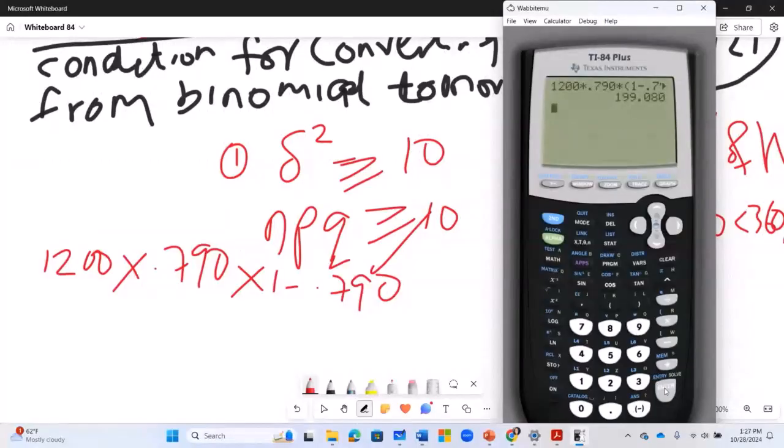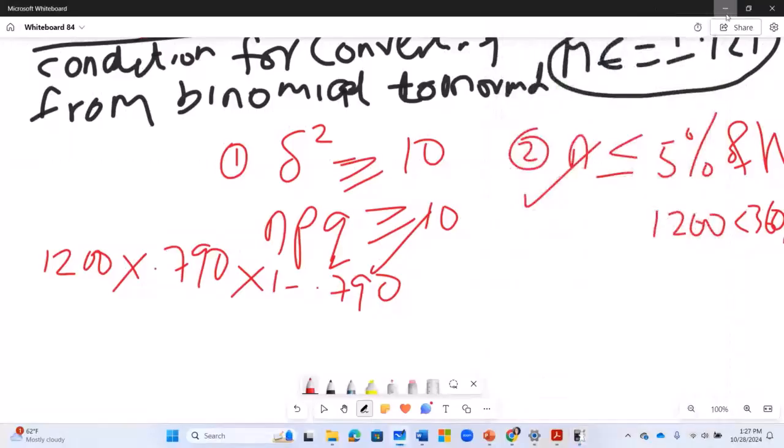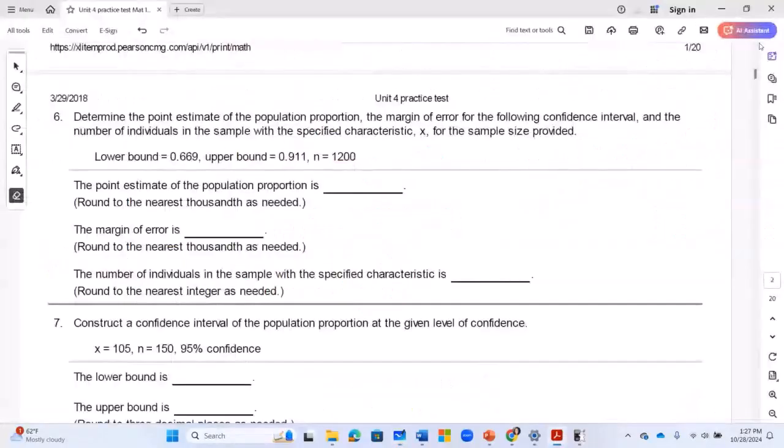So I can do inference. What do I mean by inference? I can do a confidence interval. I can do hypothesis testing. If the conditions are satisfied, I can do a confidence interval or hypothesis testing. All right, so now I can find a question on confidence interval. Let's see. Question number 7 is a confidence interval.